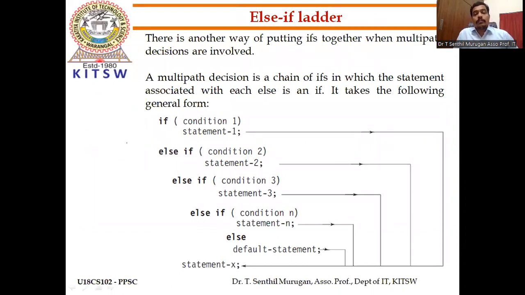Previously, in nested if, we check a condition, and if it is true, we check the next condition, and so on. Here we will check both true and false conditions: if the condition is true, what will it do, and if the condition fails, what will it do? Like that, we can give 5 conditions or n number of conditions.